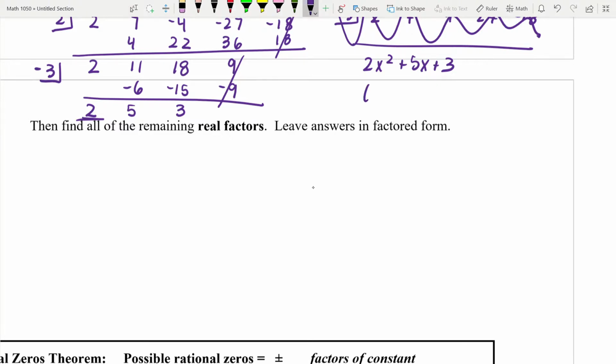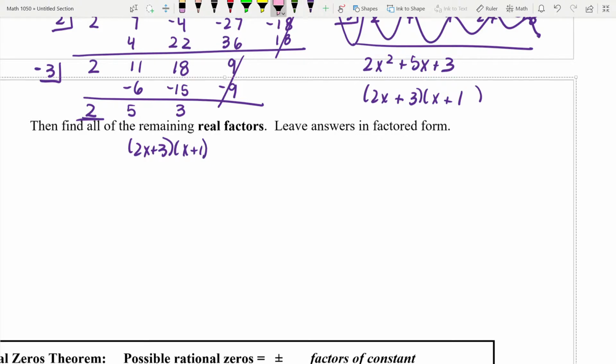Okay? So this is going to go to a 2x and a plain x. The 3 is going to split to a 3 and a 1. Signs are the same. They're both positive. So it totally factors. So the remaining factors are 2x plus 3 times x plus 1, and I'm done.